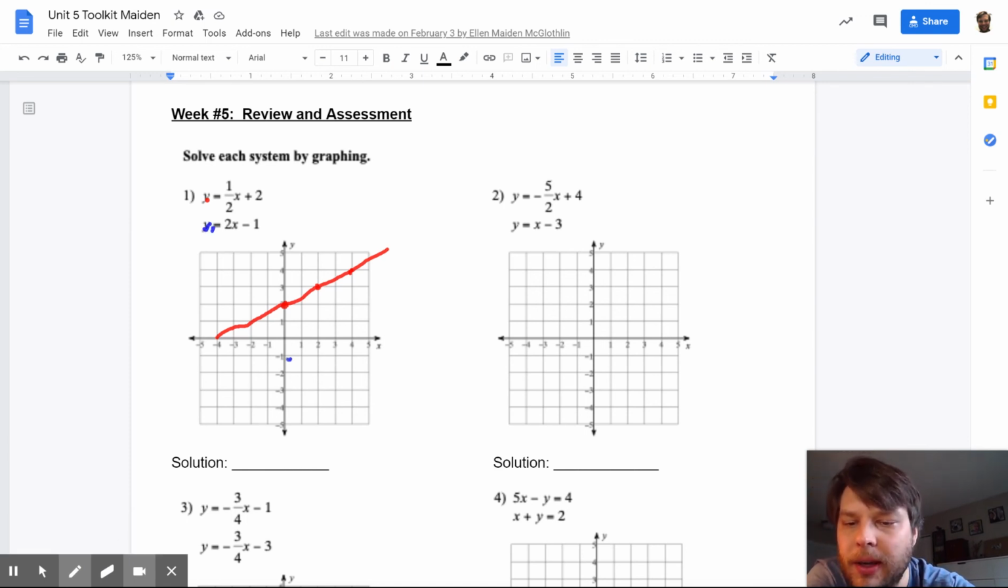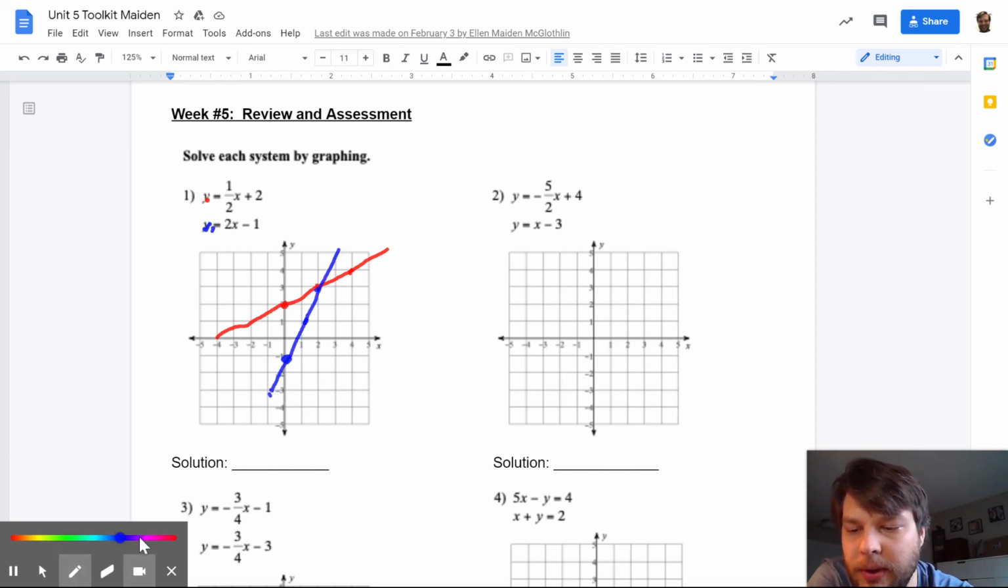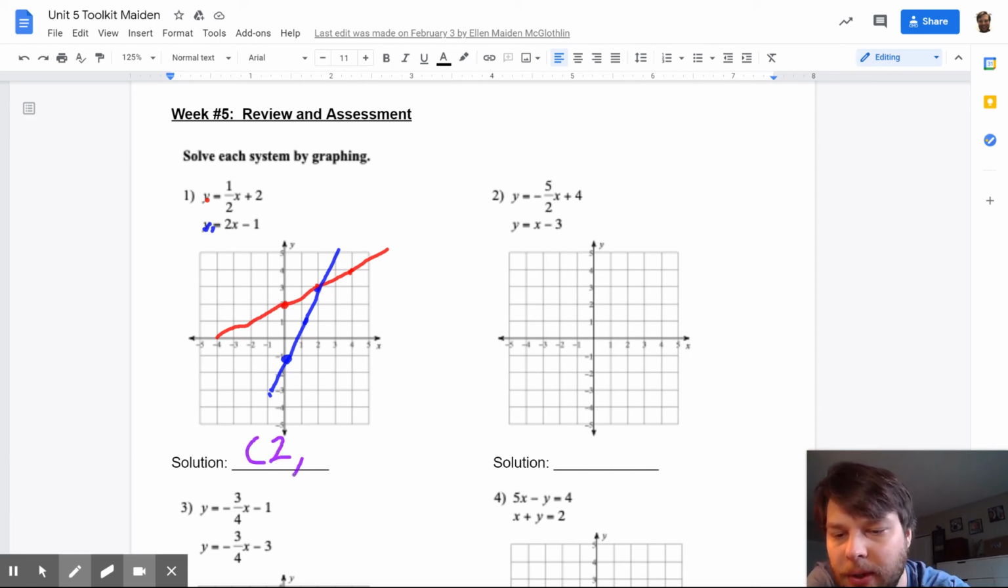Y equals 2x minus 1, so put a dot at -1. Rise 2, run 1. And then connect those dots. You can see where they intersect. The point where they intersect is at x equals 2, y equals 3.